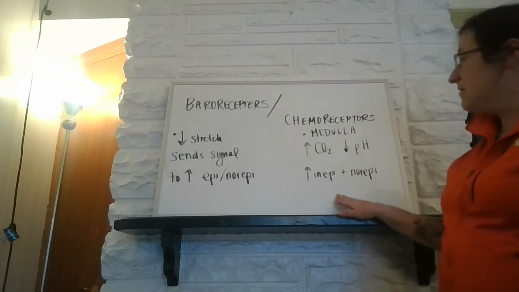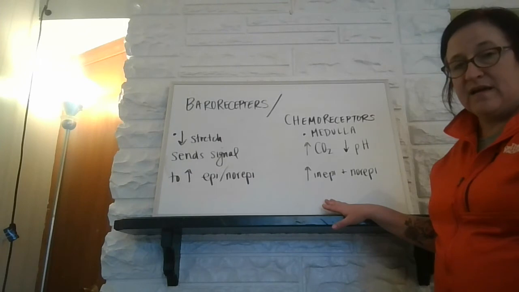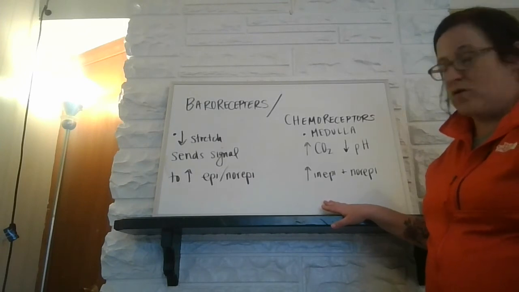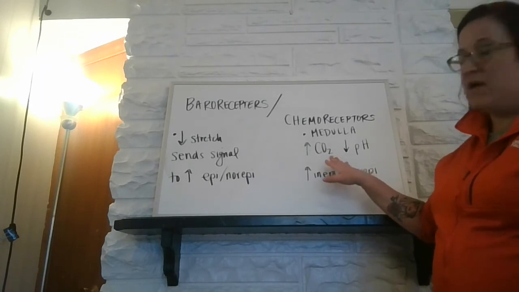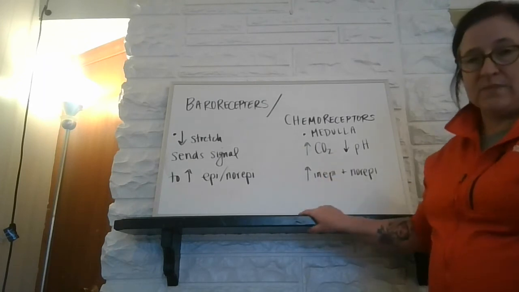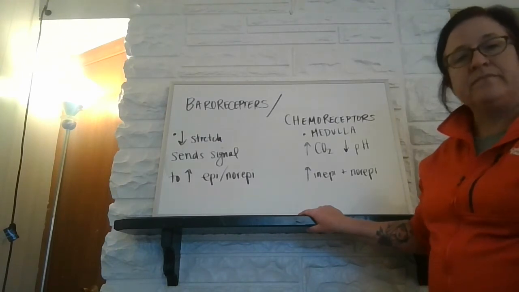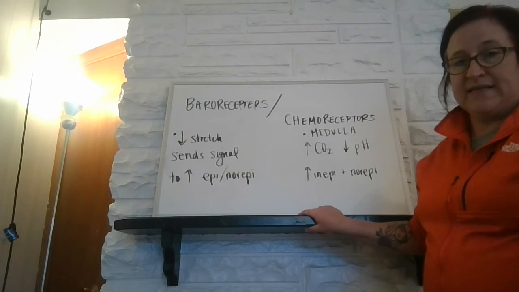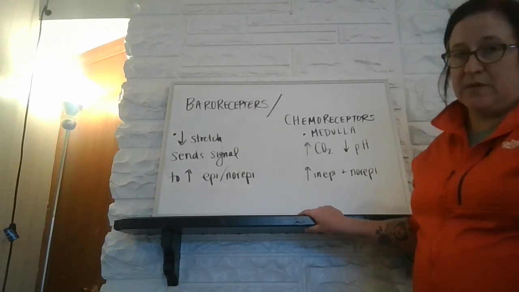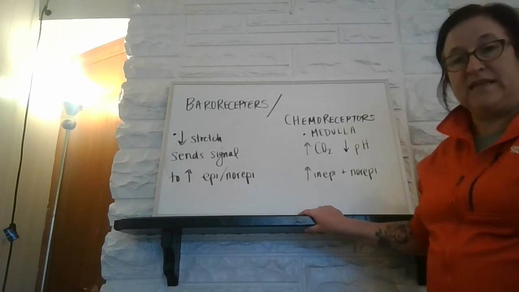The other way that the medulla will increase output of the sympathetic nervous system, such as epinephrine and norepinephrine, is by chemoreceptors located in the medulla that are sensitive to an increase in carbon dioxide and a decrease in pH. So when there's an increase in carbon dioxide and a decrease in pH, and it's just a small amount, it doesn't have to be large, there would be an increase in epinephrine and norepinephrine release.